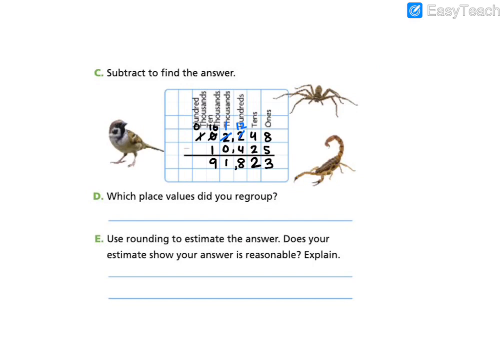So now let's take a look. Which place values did we have to regroup? We needed to regroup when we subtracted the hundreds place. And the 10,000s place.